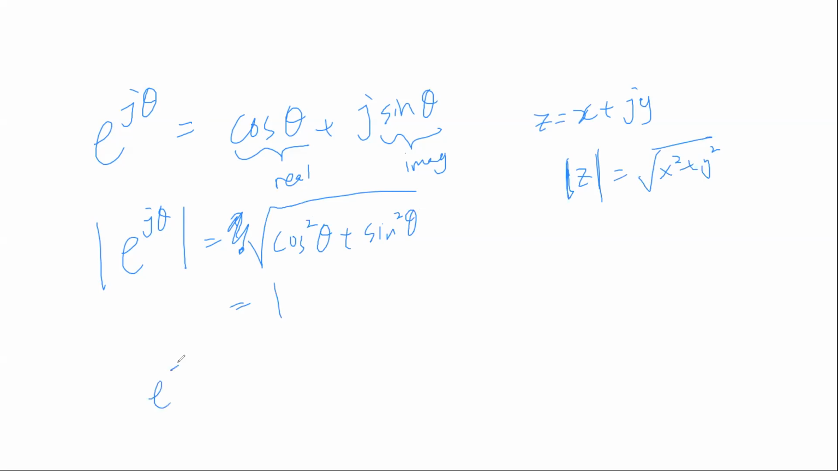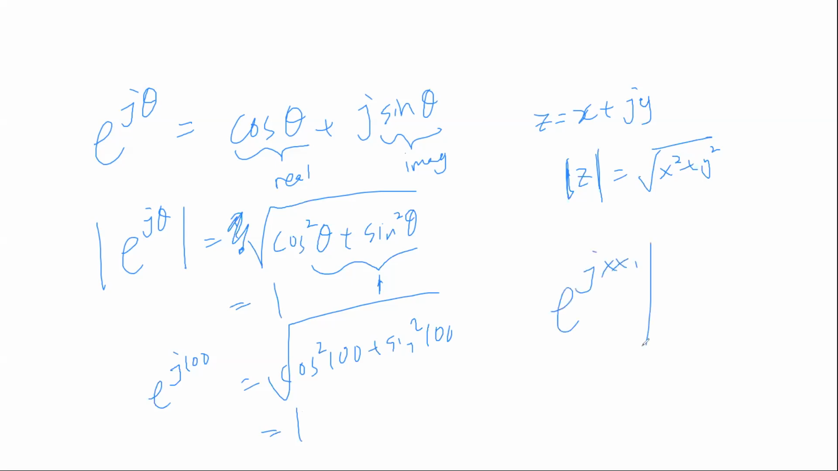For e to the j 100, it will be cosine squared 100 plus sine squared 100, and it will still be 1, because no matter what it is, this is 1. So remember, for e to the j something, your modulus is always 1. Okay, thanks, sir. No problem.